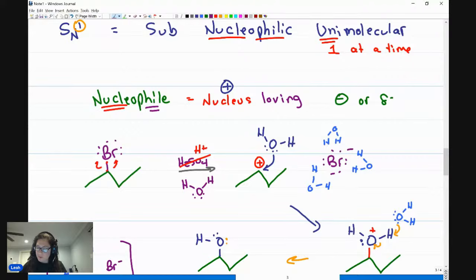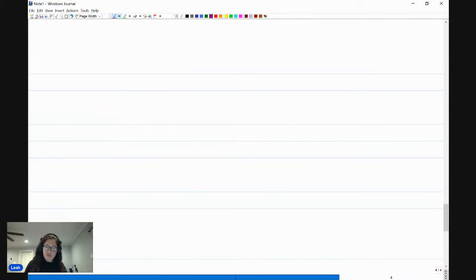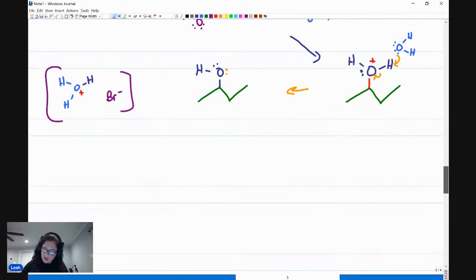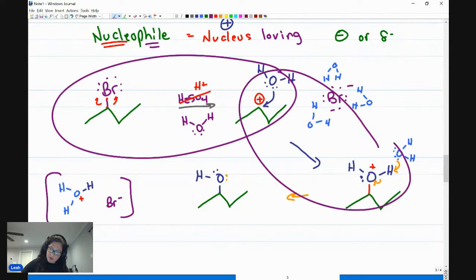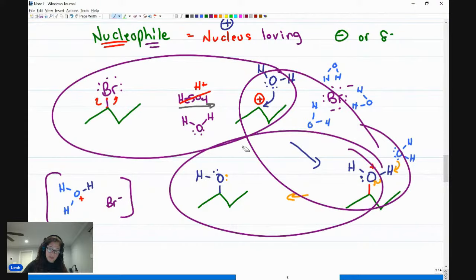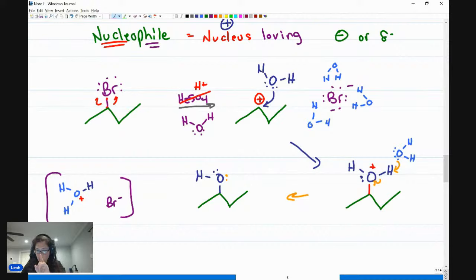A couple of rules for the SN1 reaction before we continue. Because this has a carbocation intermediate, there's a couple of things we can get out of here. First of all, notice that was 1 step, 2 step, 3 step. The SN1, the 1 was 1 molecule at a time. This one reacted. The nucleophile did not come in until the carbocation formed. So we had 1 step and another step and another step.